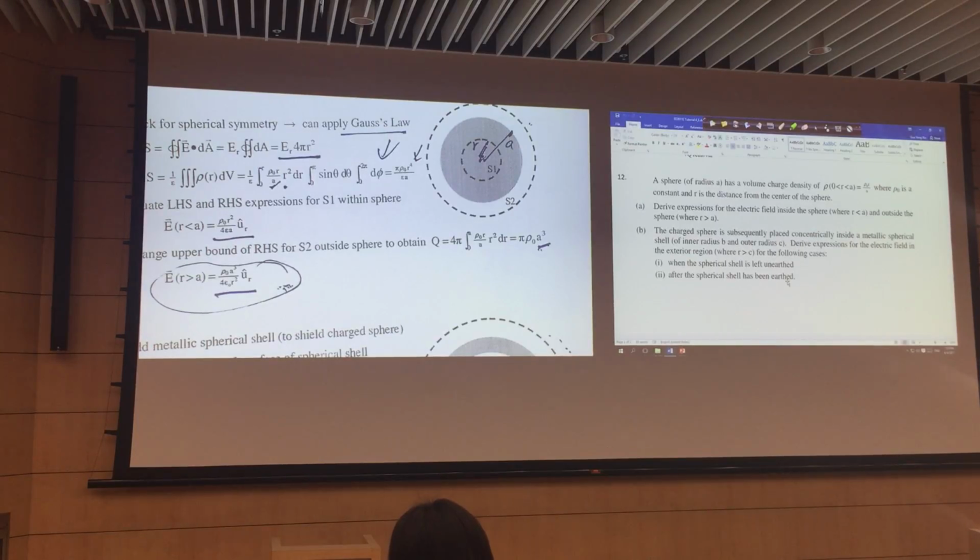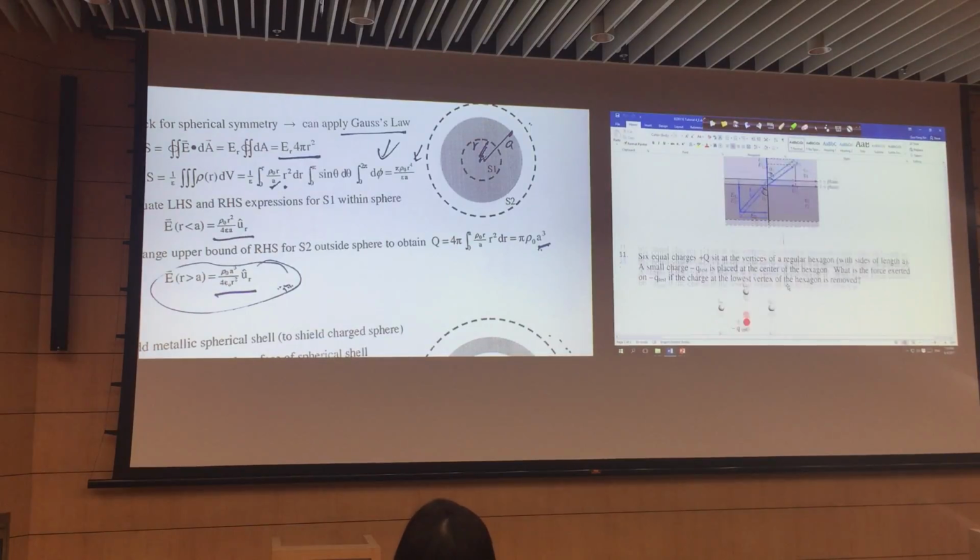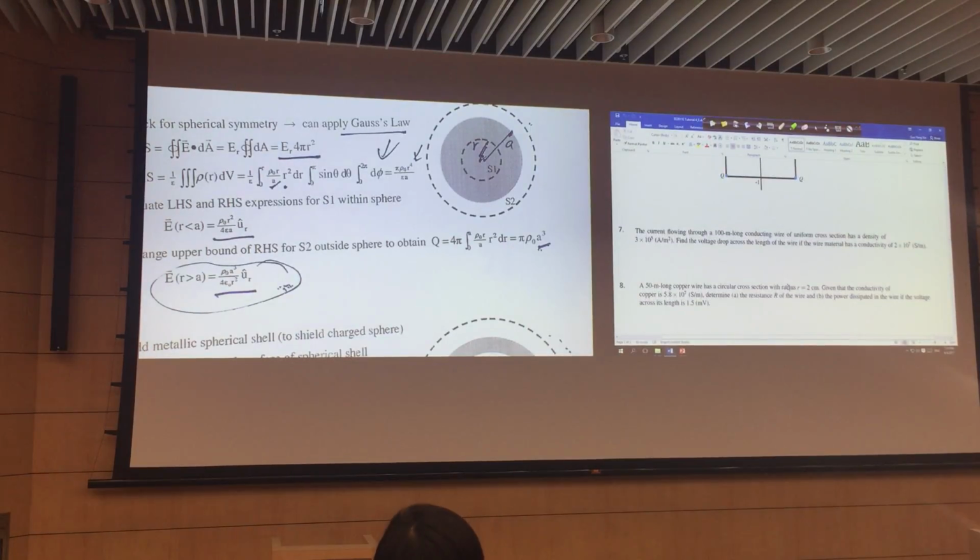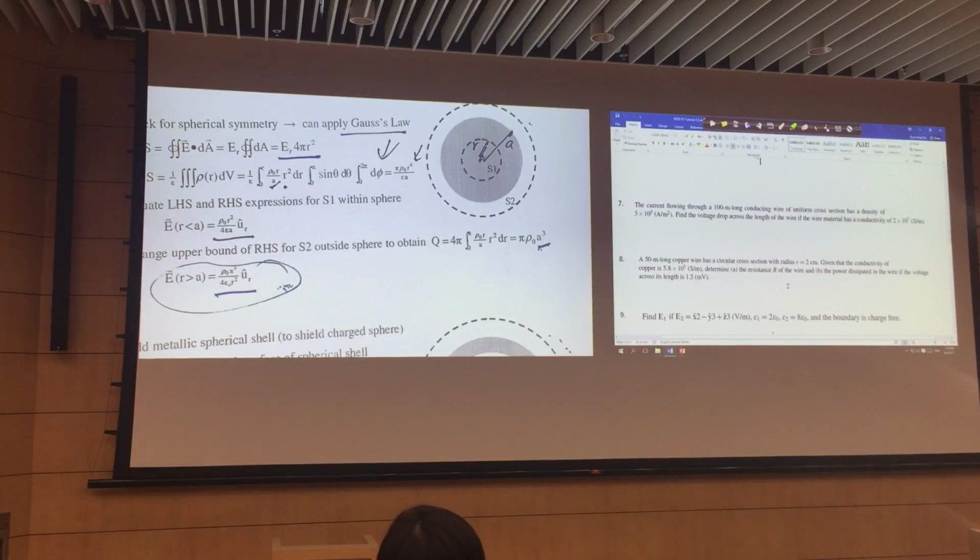So what you need to do is recognize whether the question is a linear system, a spherical system, or rectangular coordinates. Then the last two questions are small questions. This is a small one.